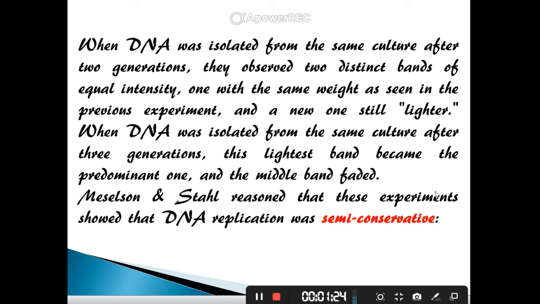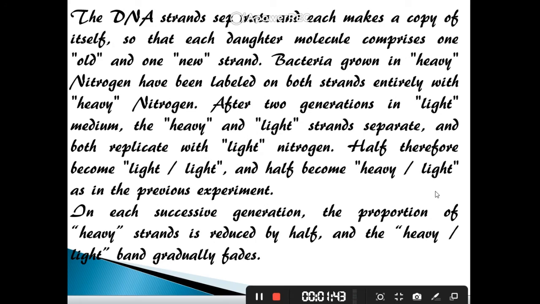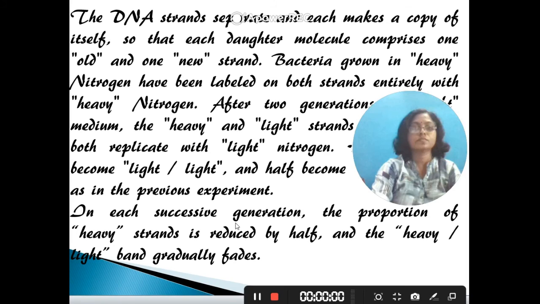When the DNA was again isolated from the same culture after two generations, two distinct bands of equal intensity, one lighter and one heavier, were observed. These showed that DNA replication was semi-conservative. In each successive generation, the proportion of heavy strands is reduced by half, and the intermediate heavy and light band gradually fades with the successive generations of the replication cycle.